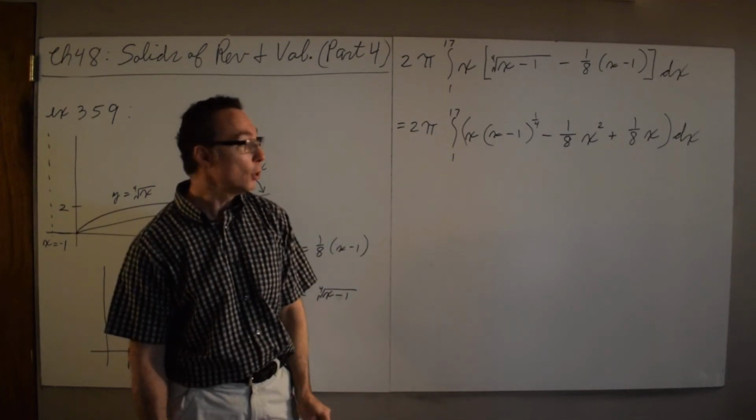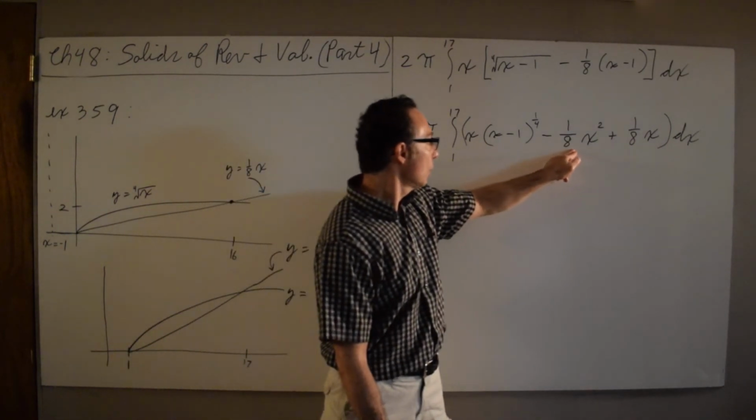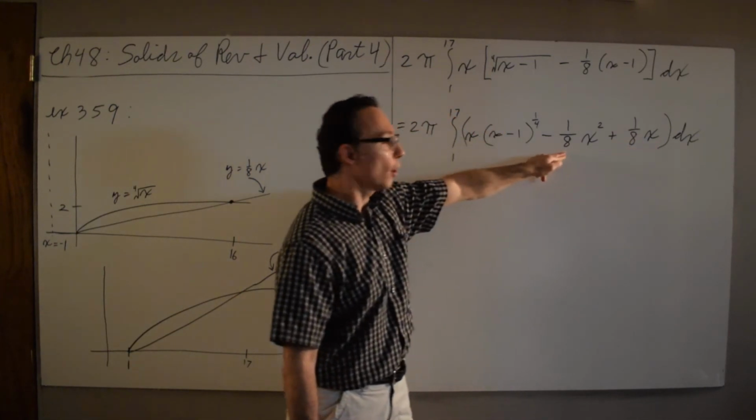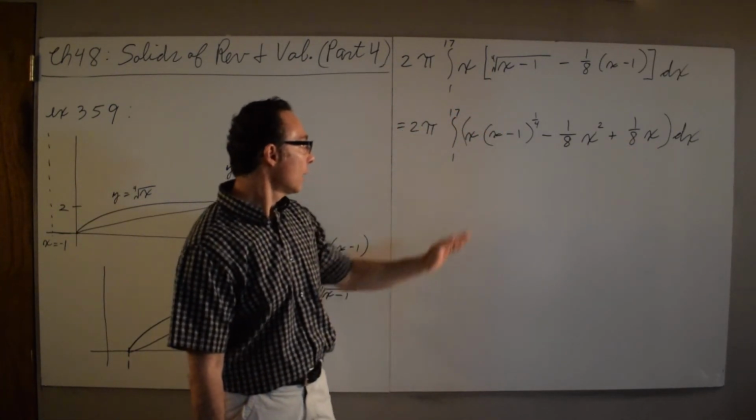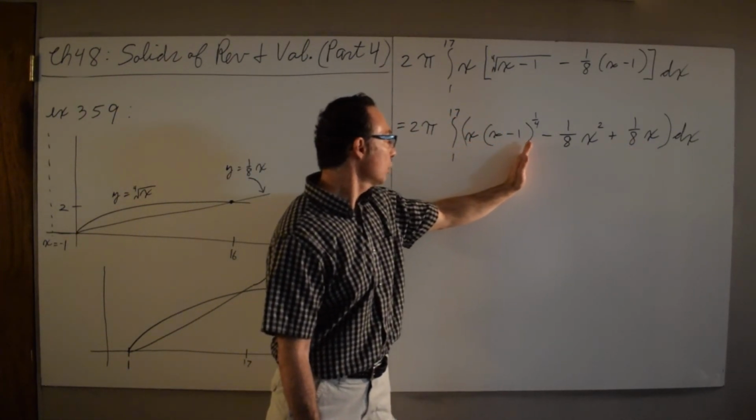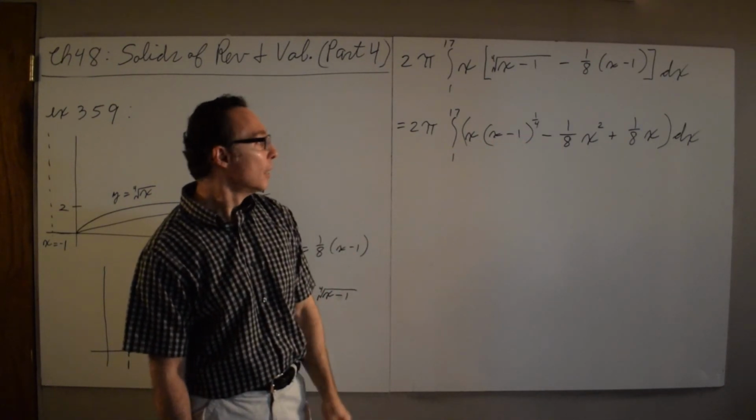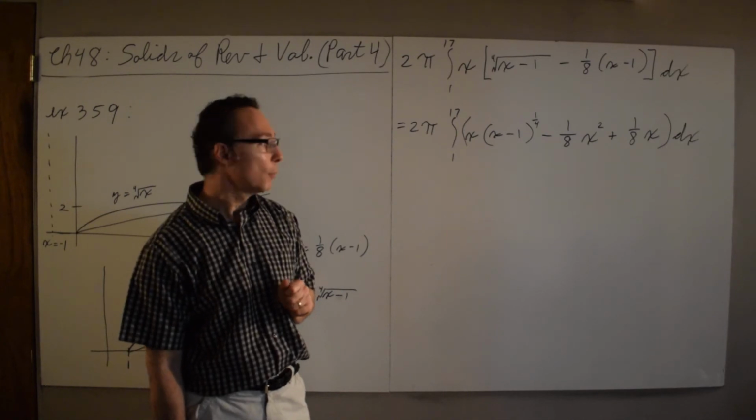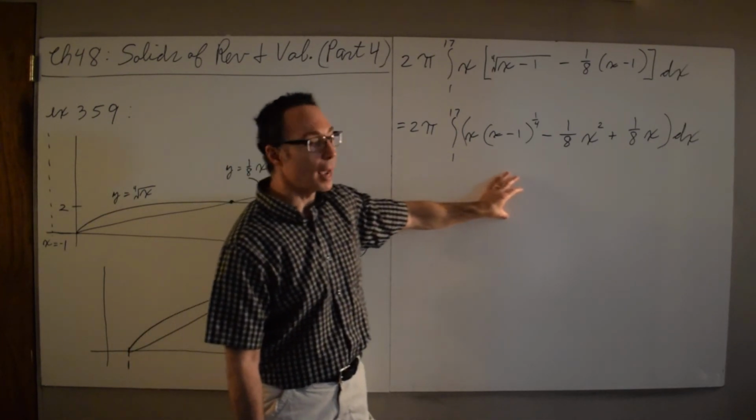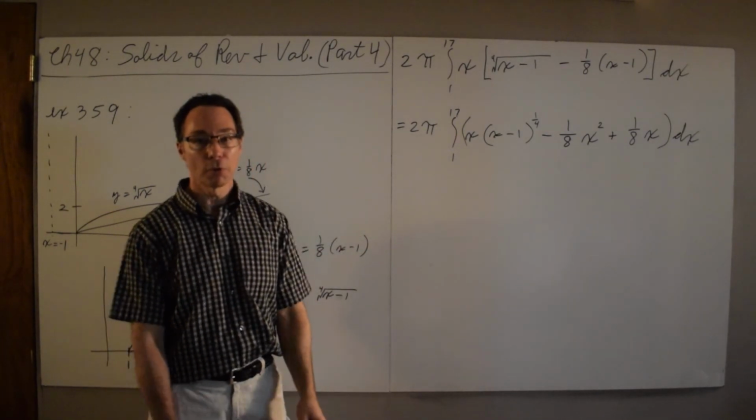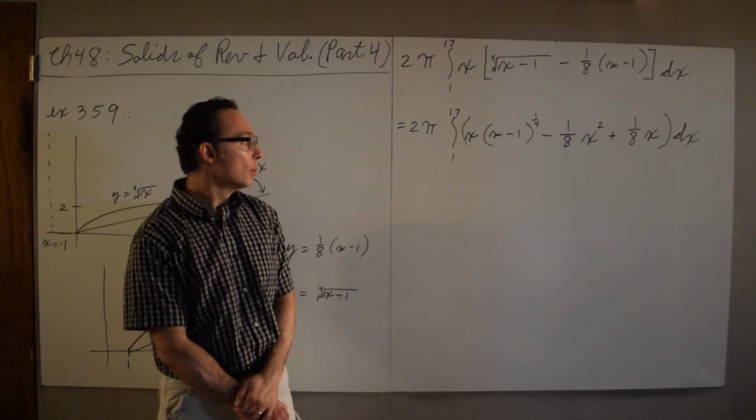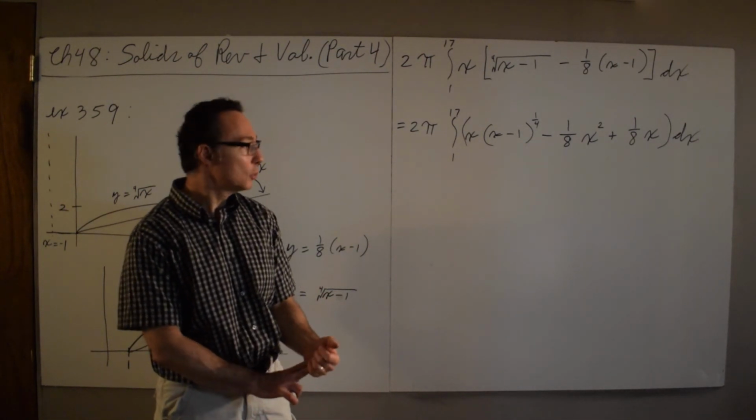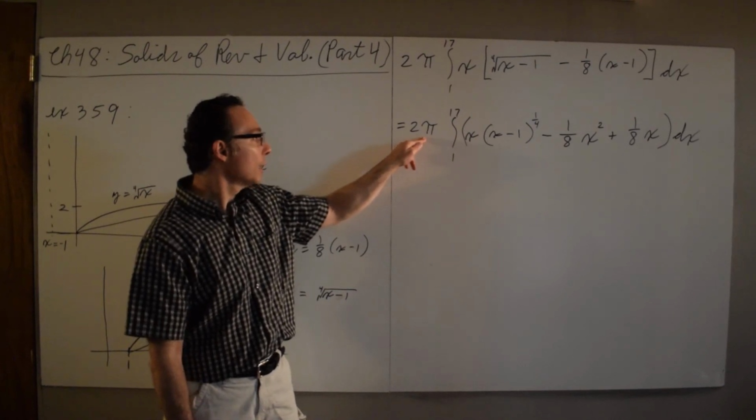So what I would do to finish this is I would calculate the integral of this part first. Then I would calculate the integral of this part, add those two together, and then multiply by 2 pi. So I would do this in steps. I would break this down into two different integrals at this point. When you're done with the two different integrals, add those together and then multiply by 2 pi.